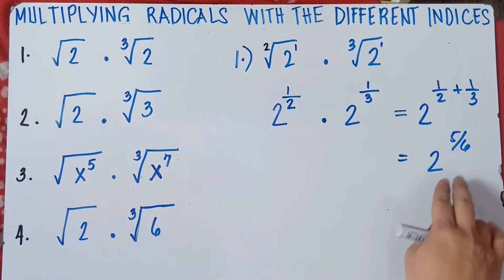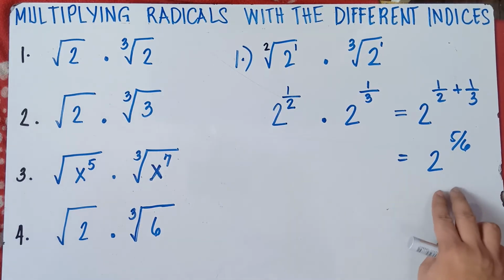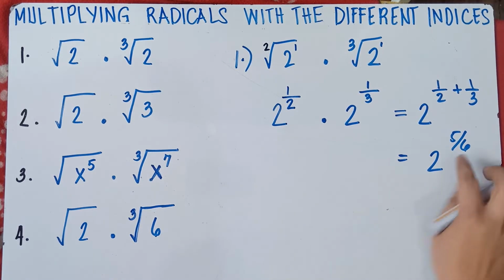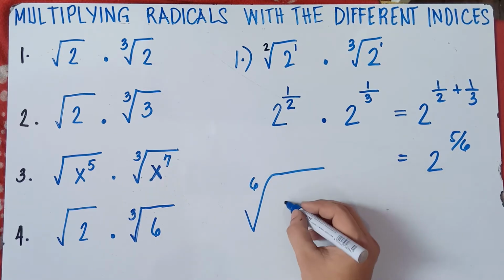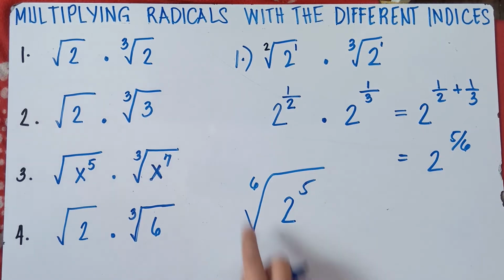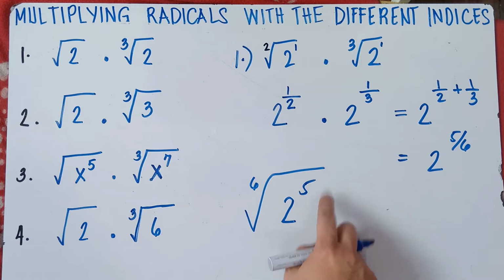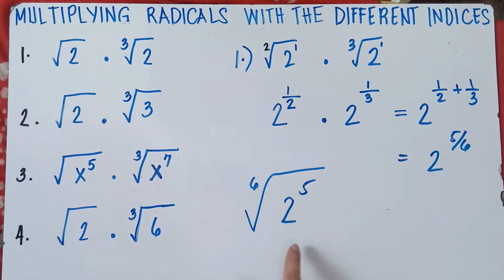Now we convert our answer to radicals so that we can have our final answer. Convert this into a radical. 6 will be the index, and 2 will be the base, 2 raised to the power of 5. So this will be the 6th root of 2 raised to the power of 5. The numerator 5 will be the exponent of 2.